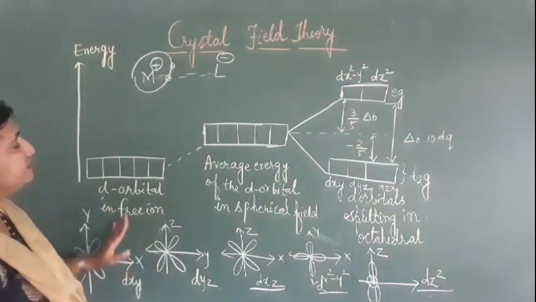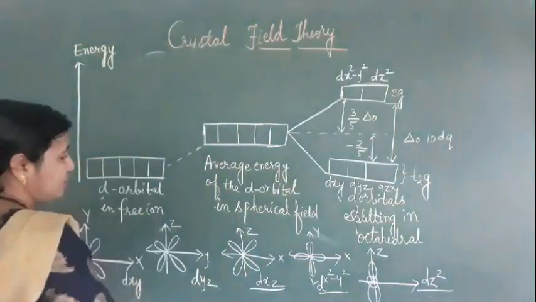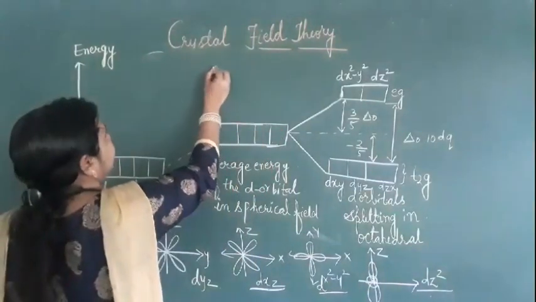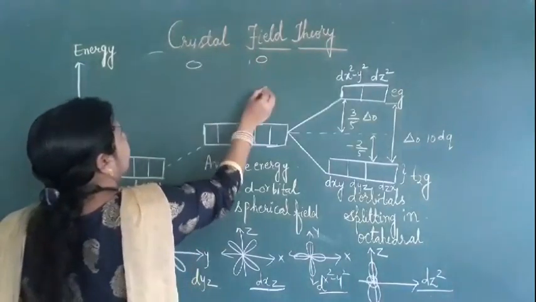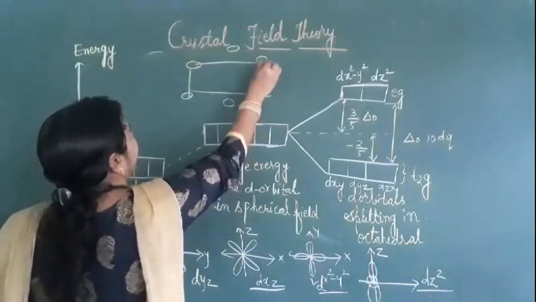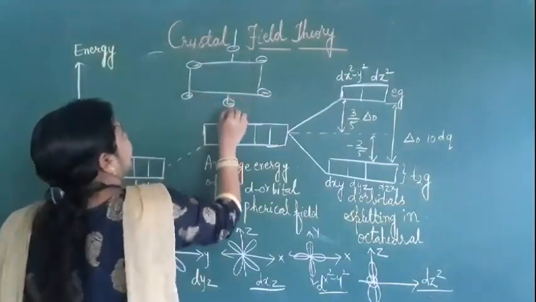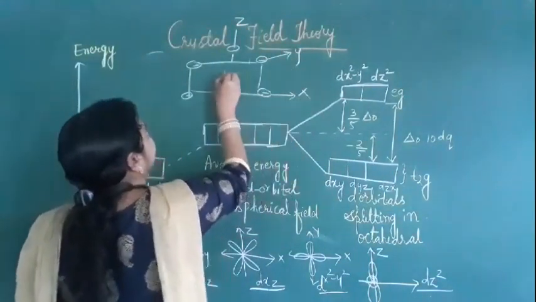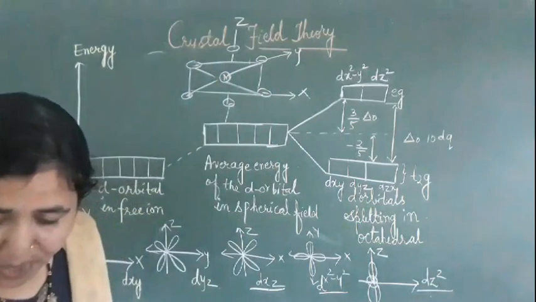Why? Because see here, when the ligands approach, in the octahedral case, the ligands come along the axes. We can say this is our octahedral shape. This is the z axis, this is the y axis, and this is the x axis. Here we have our metal, and these are all negative charges, point charges.